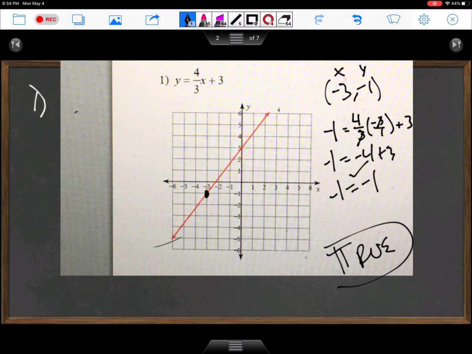The thing I want to point out is it's just one of the solutions, right? There's infinite numbers of solutions. This whole line forever. Anywhere on that line forever is a solution. We're just testing out, is this a solution? The answer in this case is yes.